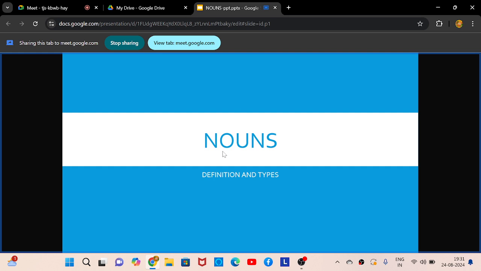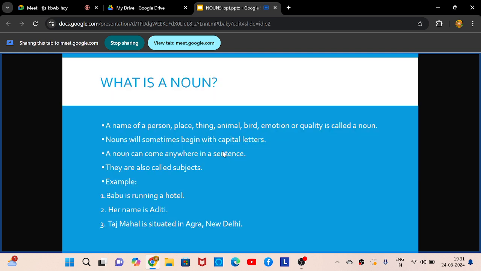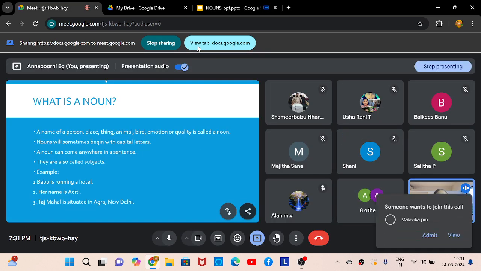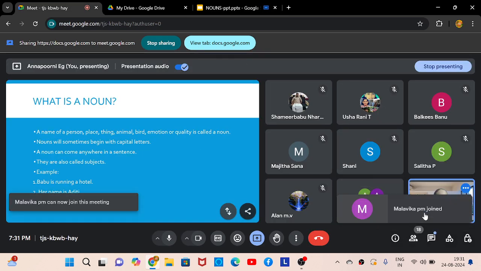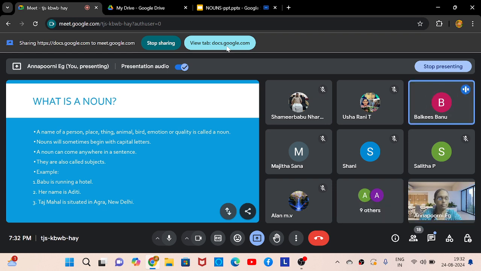Okay, so we started with nouns in the last class. So what is meant by a noun? A noun, what is a noun? Can anyone answer what is a noun? A noun is a name of a person, place, thing, animals, something like that. Okay, a noun is the name of a person, place, thing, animal, emotion or quality, right?